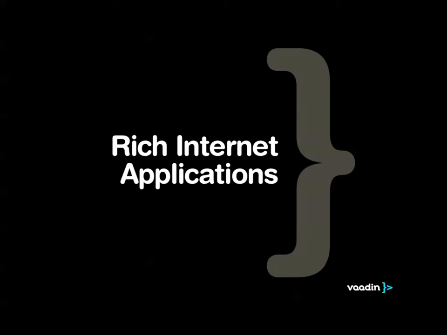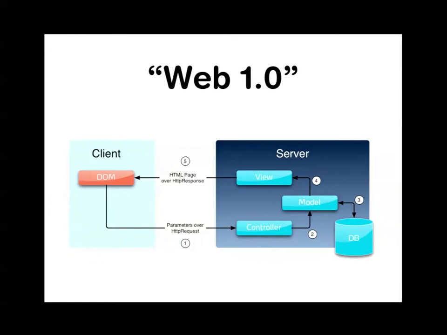Rich internet applications. Let's start from the traditional model. Everybody knows how Web 1.0 works. You basically have a web browser right here. You have an MVC model on the server side. It fetches pages from the server, gets back a page, and sends parameters and so on again.